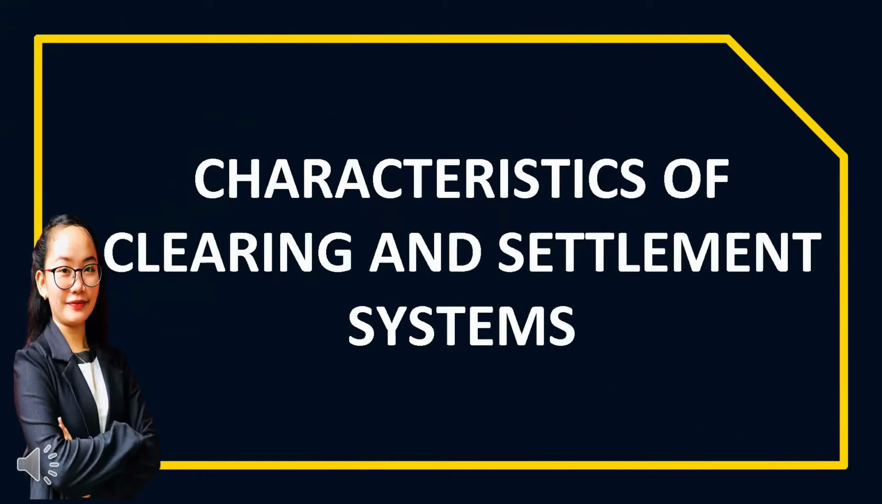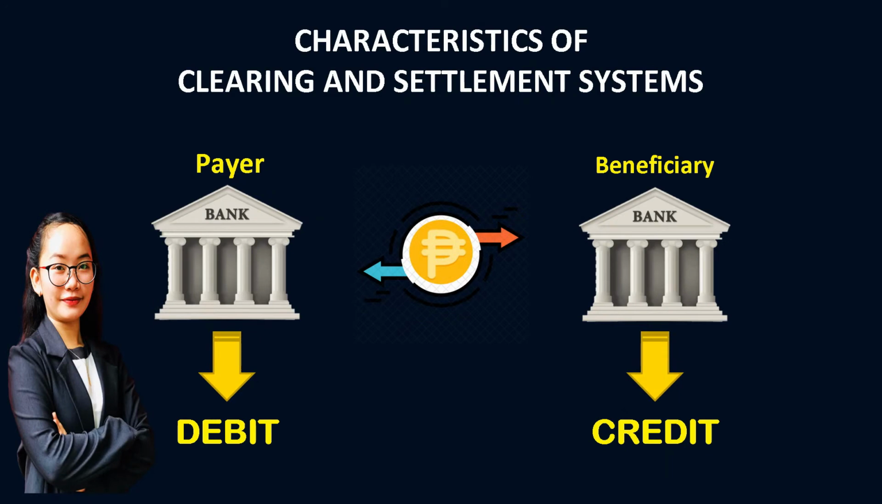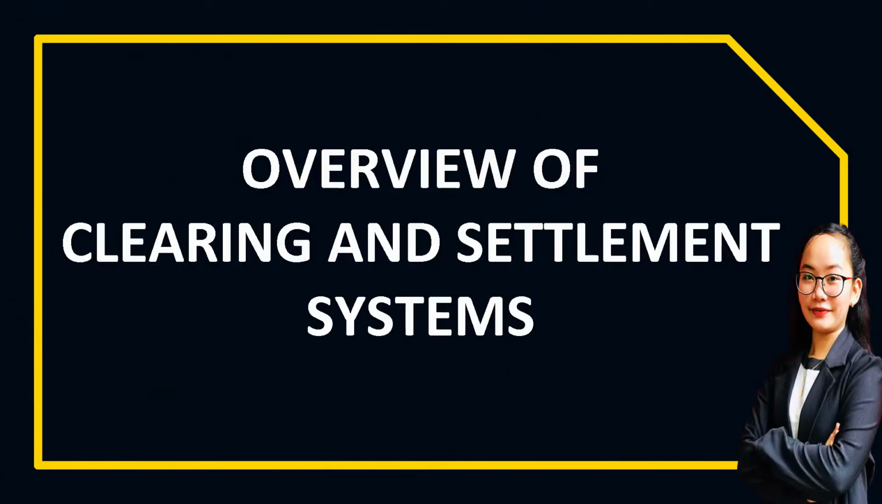In clearing and settlement systems, the bank of the payer and the bank of the beneficiary exchange information regarding monetary transfers. The result of this exchange is payments between the banks. The banks, in turn, debit the account of the payer and credit the account of the beneficiary. Given the massive volume of such transactions, formal clearing and settlement systems have been installed to streamline the process.